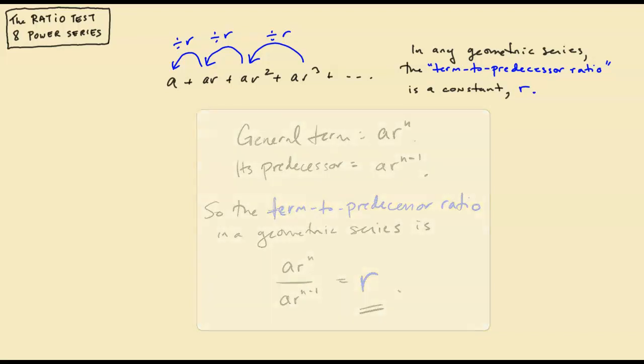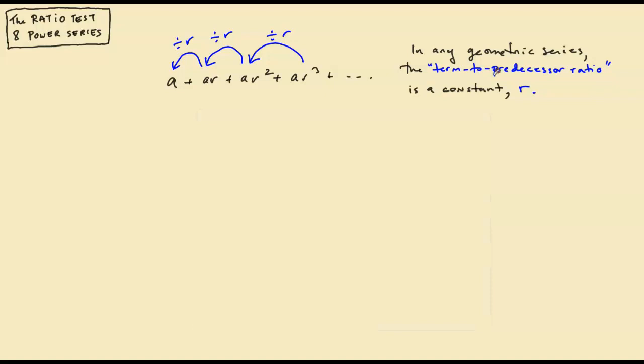And one of the very first things we learned about infinite series is that if we have a geometric series, if R, that term-to-predecessor ratio, is less than 1, the series converges. If the term-to-predecessor ratio is greater than 1, then the series diverges. And that familiar fact is the basis for the ratio test.